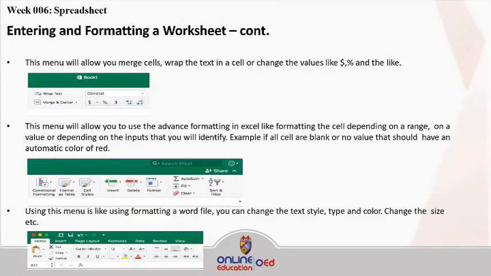Okay, so this menu will allow you to merge cells, to wrap the text in a cell, or change the values like dollar or percent and the like. So magagamit niyo itong menu na to para mag-wrap ng text, mag-merge ng cell, yung merge that is combining a group of cells. So yun yung merge cells. And then you can also put these symbols, the dollar signs, and the percent sign.